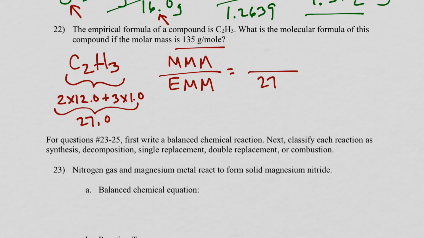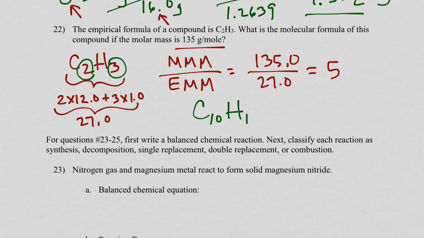So that goes on the bottom of the fraction, and the top of the fraction is the 135 that's provided in the question. And 135 divided by 27 comes out to 5. And this should come out to a whole number or be very, very close to a whole number. And then the process is you take this number times each of the subscripts. So 5 times the subscript on the carbon, which is a 2, becomes carbon 10, and 5 times the subscript on the empirical formula for the hydrogen, which is a 3, and 3 times 5 is 15. So the molecular formula for this substance is C10H15.